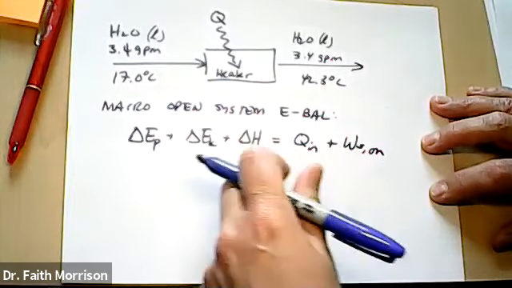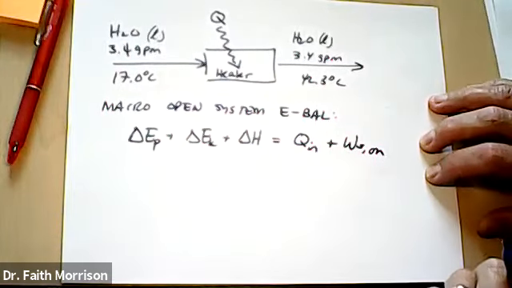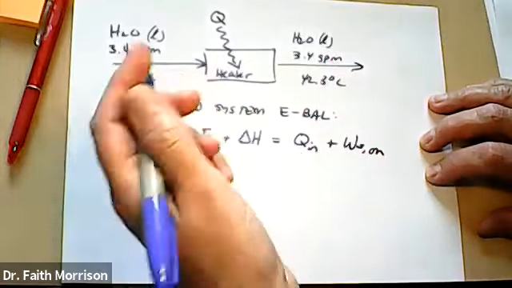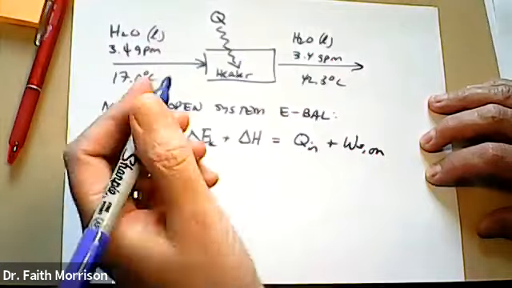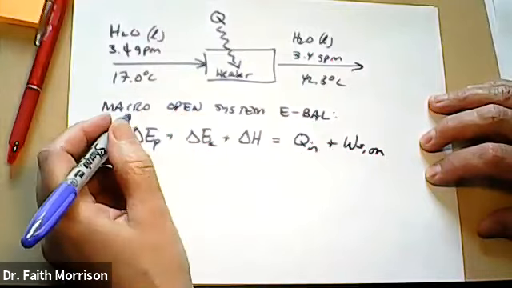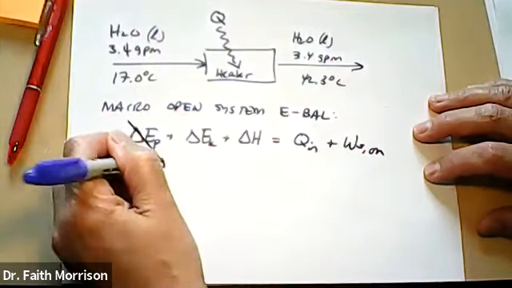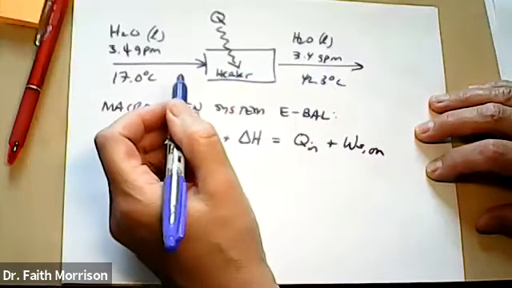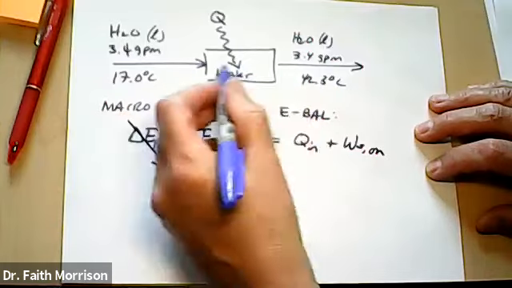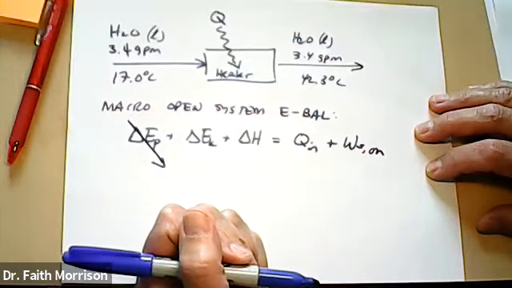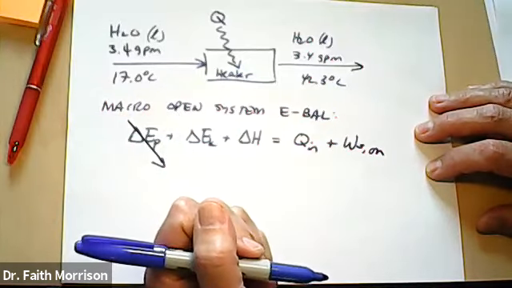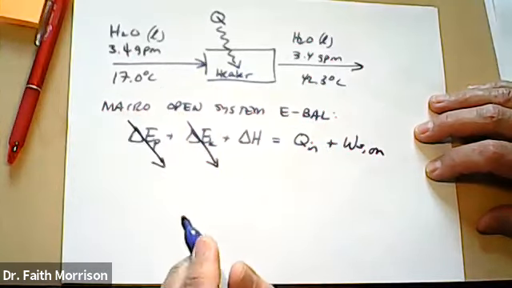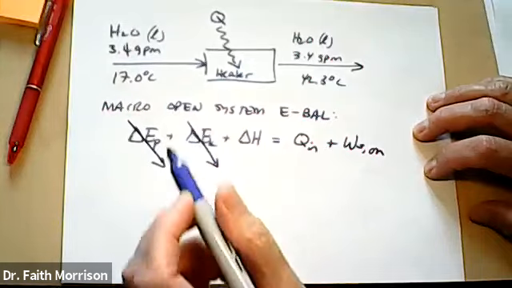So now we need to simplify this. Potential energy is asking whether this stream goes through some sort of lifting in a gravity field, gets higher or lower. That's negligible. The kinetic energy term asks, is the speed of the flow important to the energy exchanges? And it is not, because it's simply coming through at a modest speed.